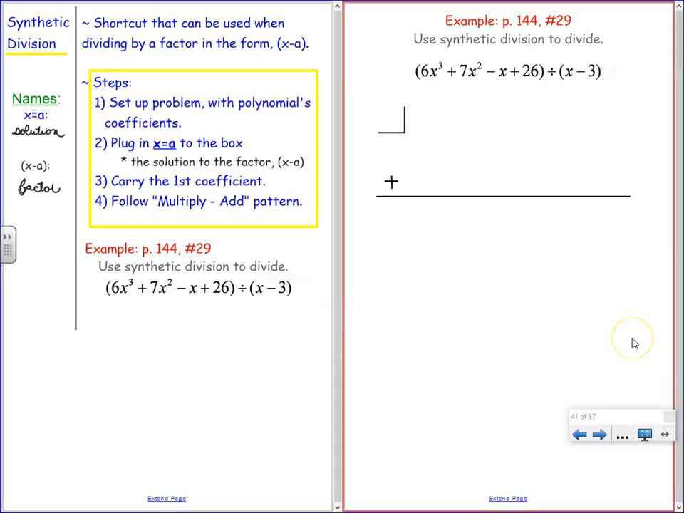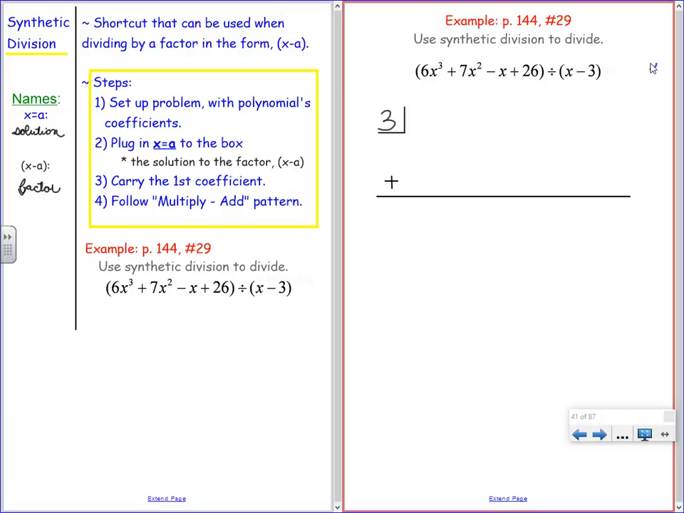Okay. So who goes in the box? Three. It's positive 3, because it's x equals a, not x equals negative a. Pretend like you were finding the zero. To set it equal to 0 and find the solution gives us 3.